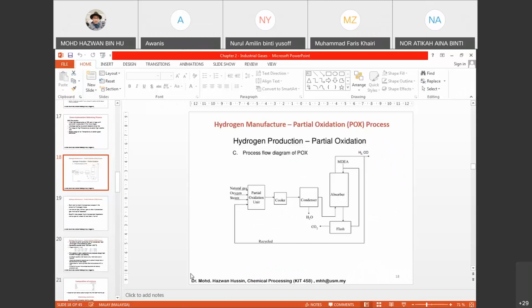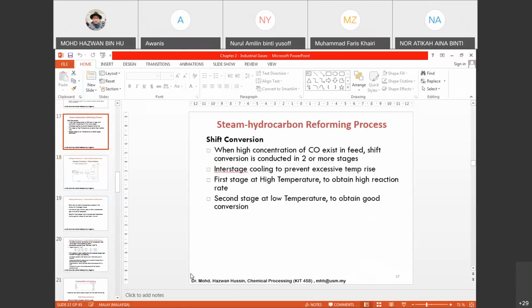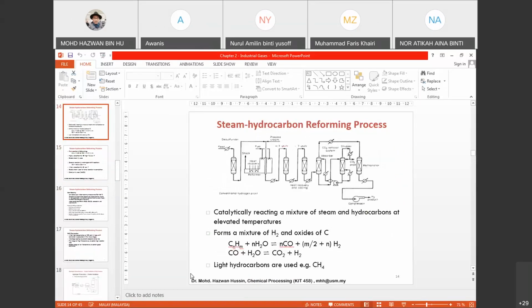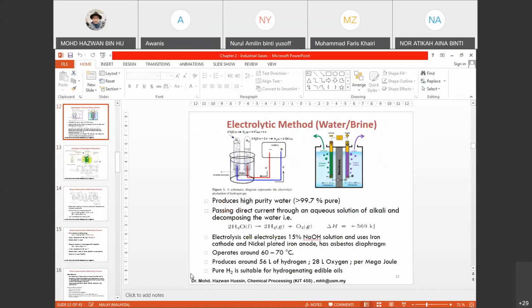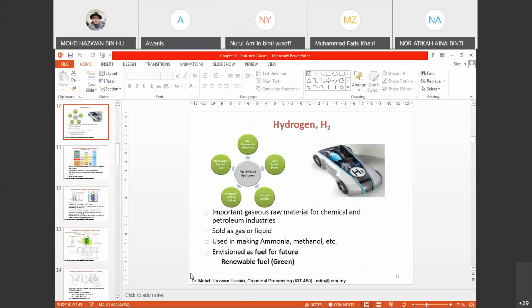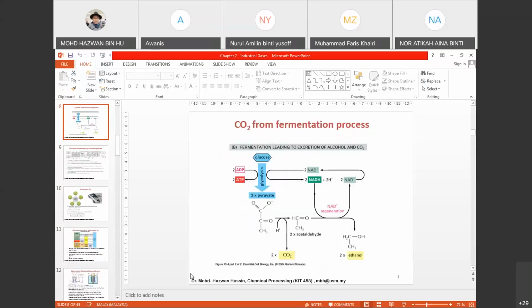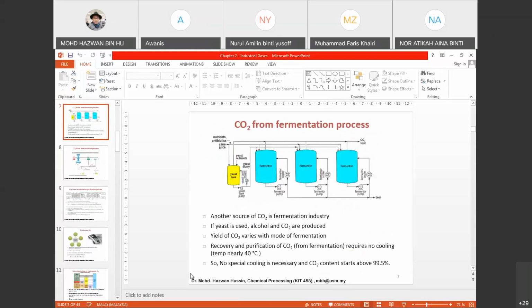So for today, we sit with hydrogen manufacture. But before we proceed with the partial oxidation process, perhaps we can recap a bit what we have learned last Thursday. Last Thursday, we went through CO2 production and purification process.